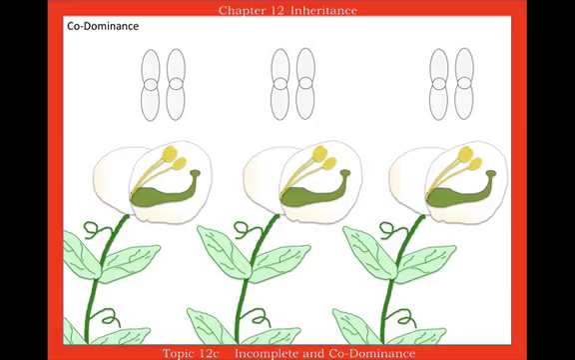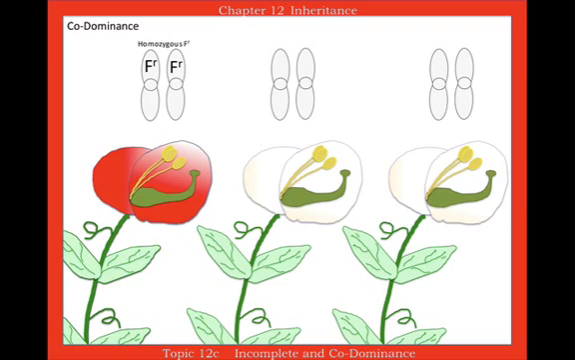Codominance is a case where there is more than one possible dominant allele. The first dominant allele in this example is represented by F superscript R and produces a red pigment. The second dominant allele is represented by F superscript Y and it produces a yellow pigment.